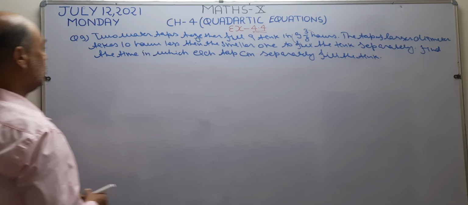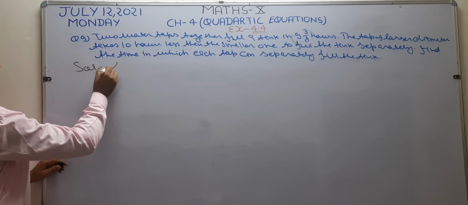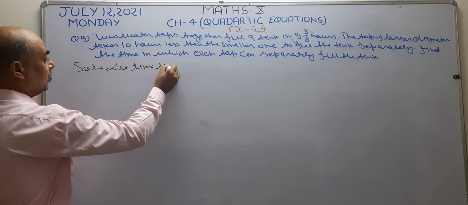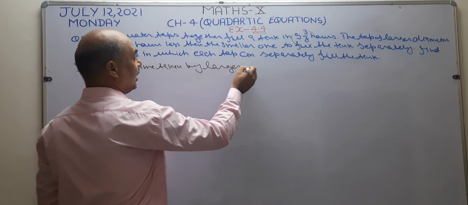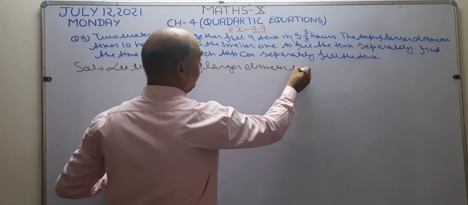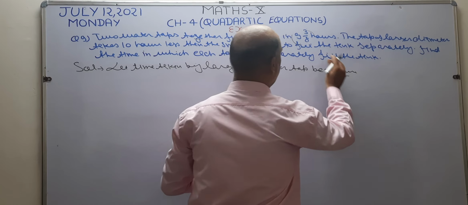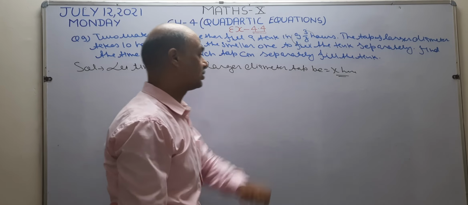So I want to suppose first, let the time taken by the larger diameter tap be x hours. I suppose that the larger tap is going to fill the tank separately in x hours.